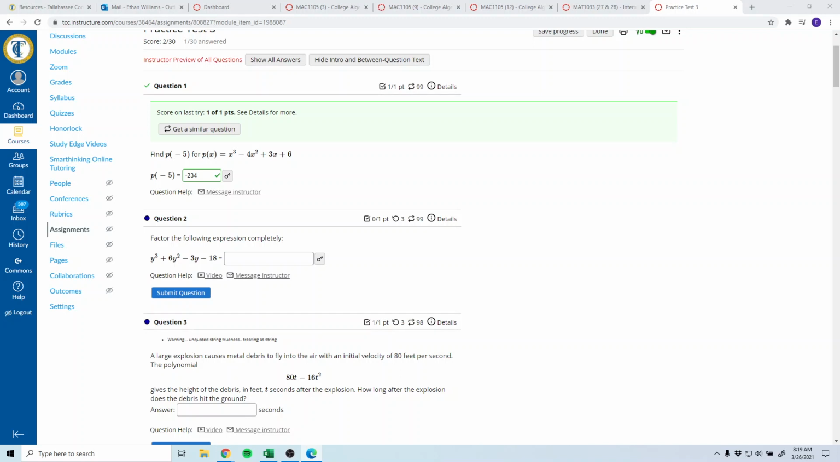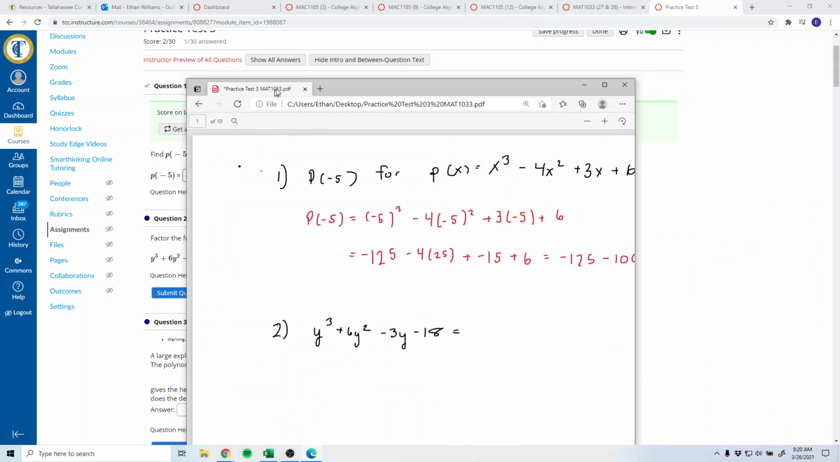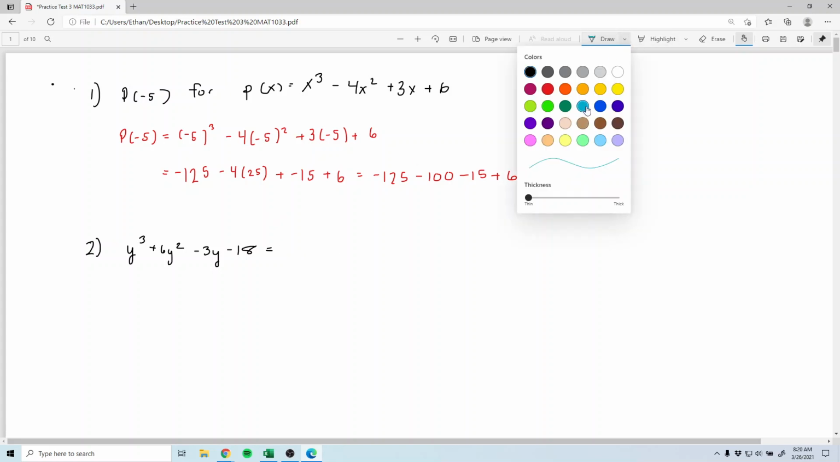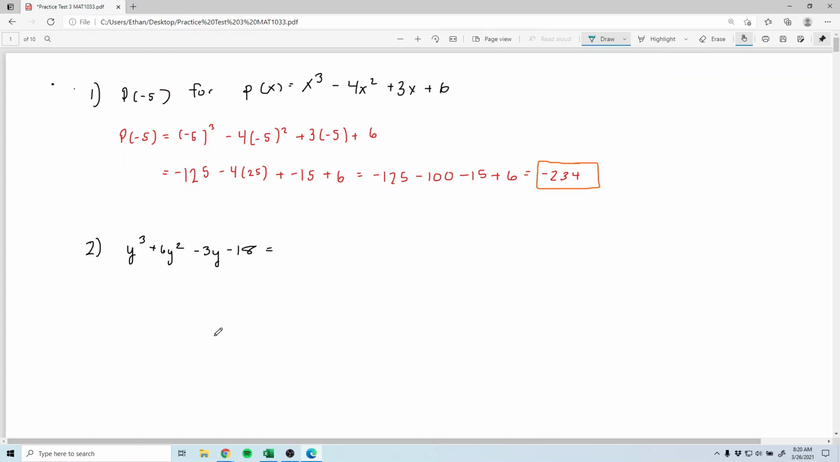All right, number two. We want to factor the following expression completely. We've got y cubed plus 6y squared minus 3y minus 18. When we want to factor it completely, the one thing you want to remember about factoring like this is that we have 4 terms, which means it's automatically going to be factoring by grouping.